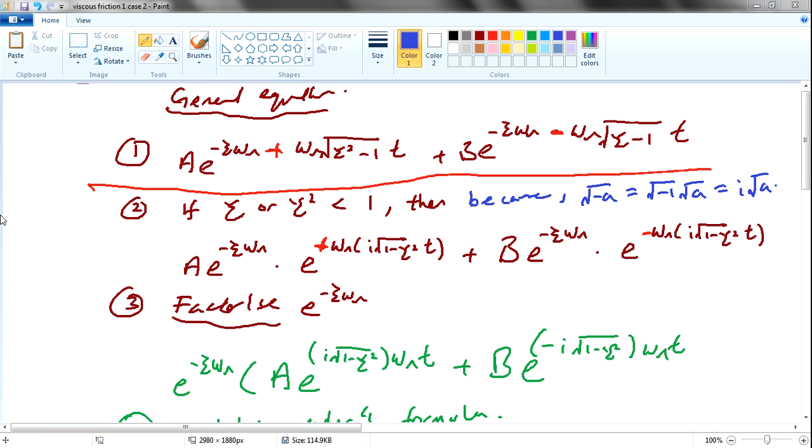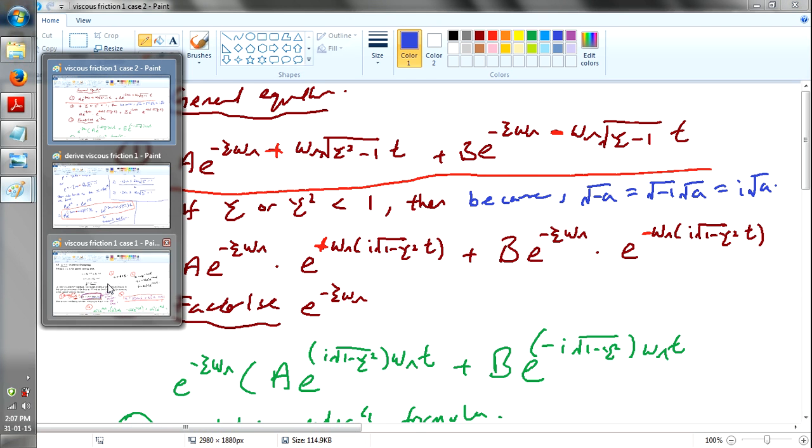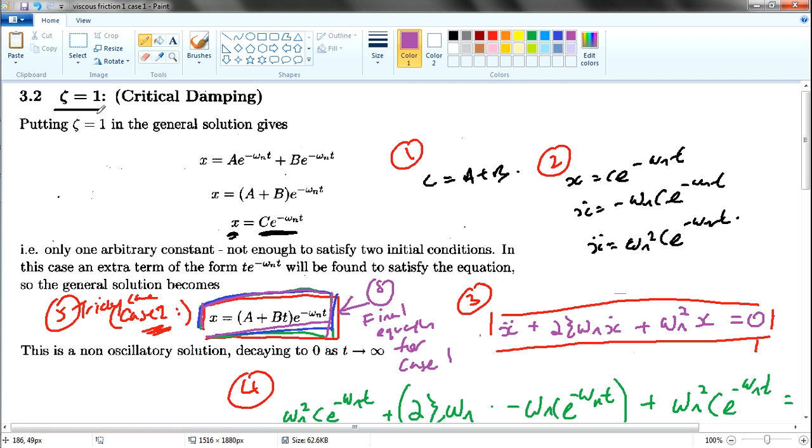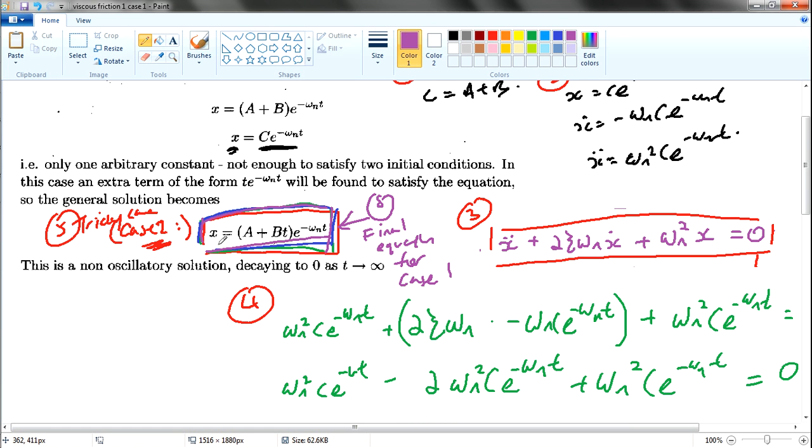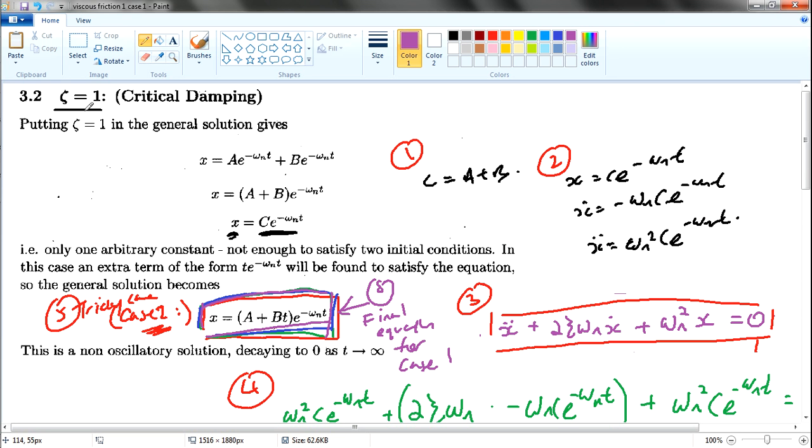In the previous video we explained when the damping factor equals 1, critical damping, and then we derived the final equation. This is the final equation for case 1. So when you have a damping factor equal to 1, you use this equation. Then you solve for things.